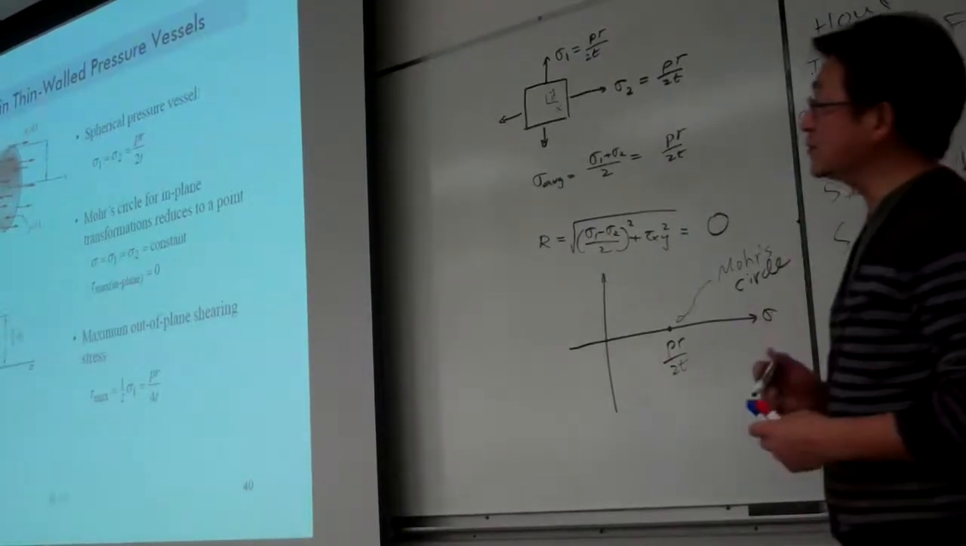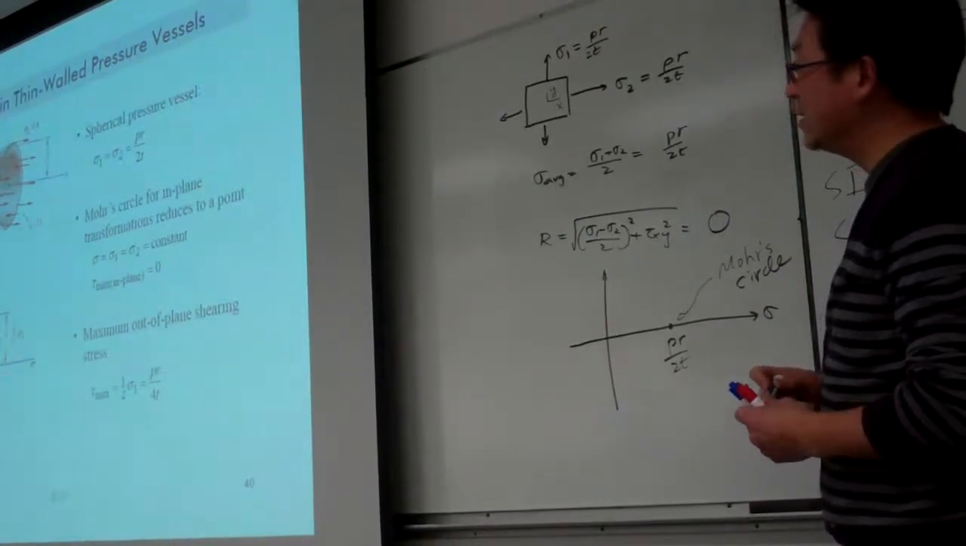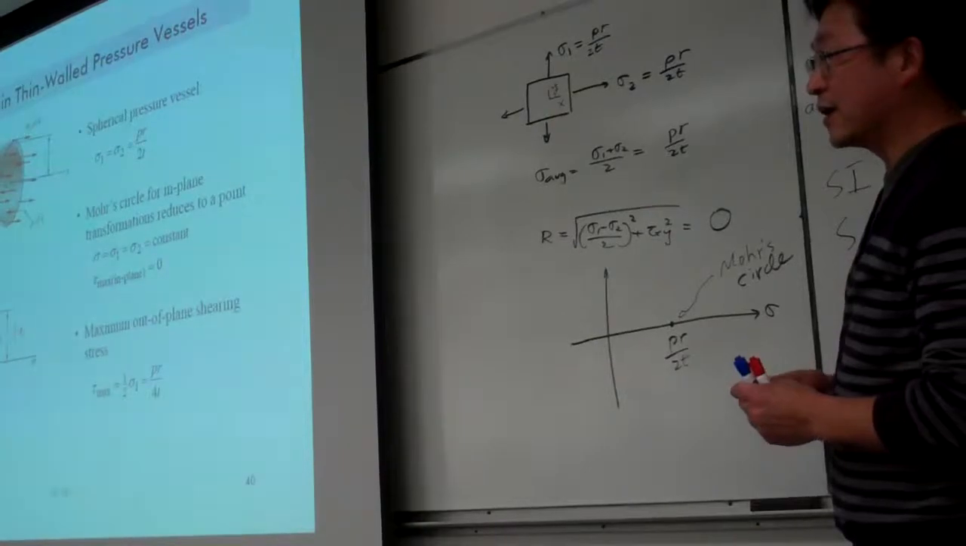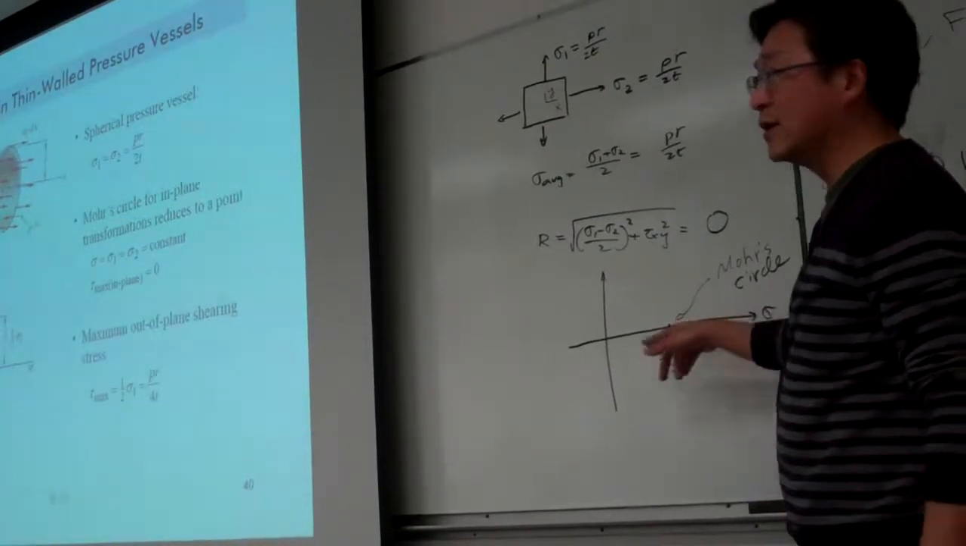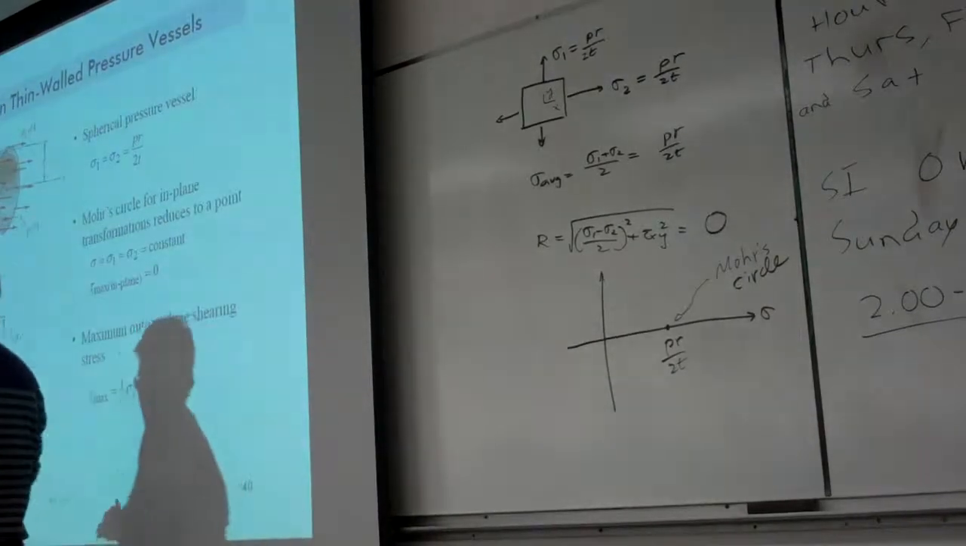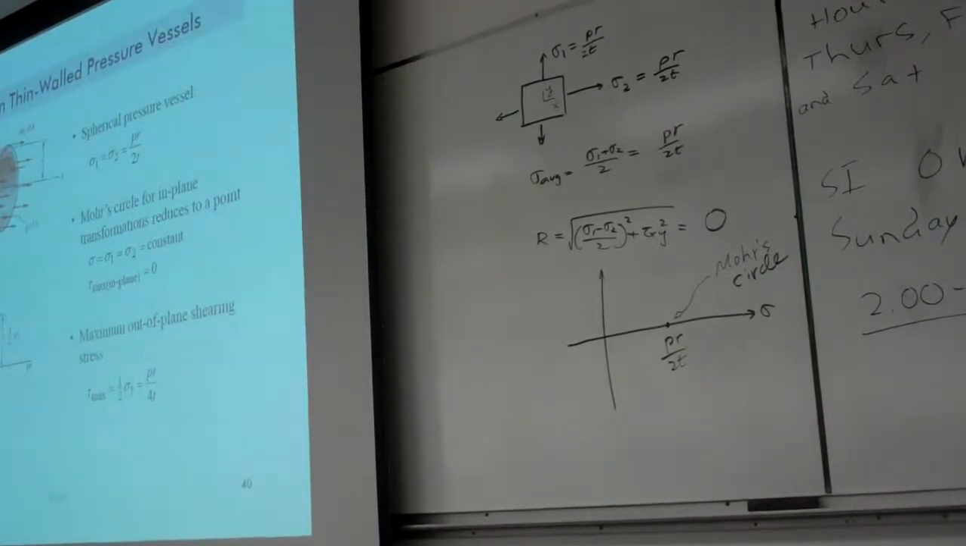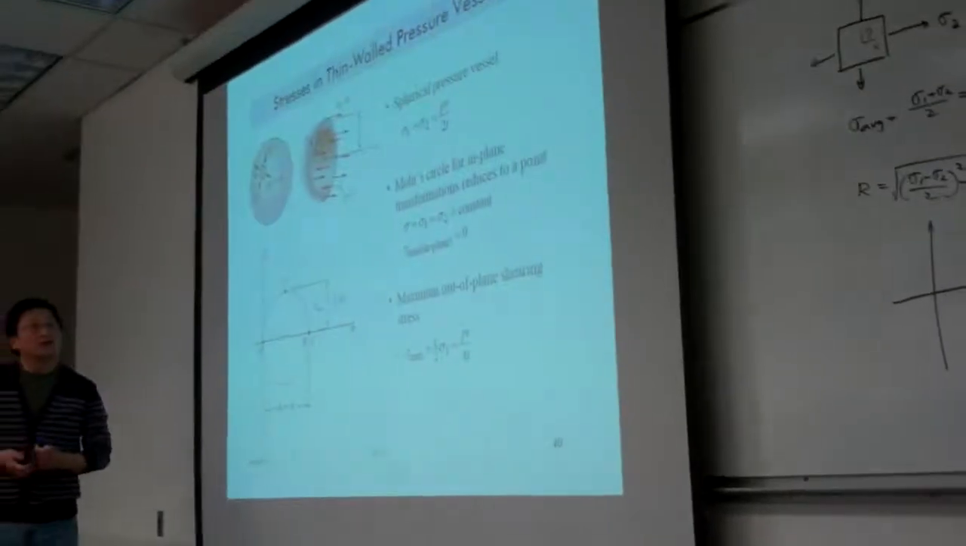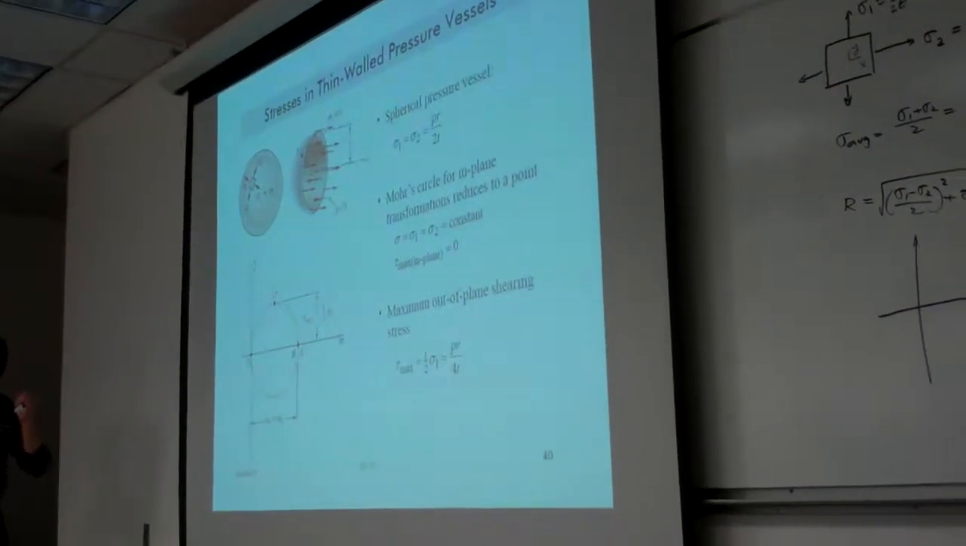Basically, for spherical pressure vessels, there's not much to say. Because everything shrinks to one point, everywhere you look has the same value in each direction. So that is very straightforward. That's it. Thank you.